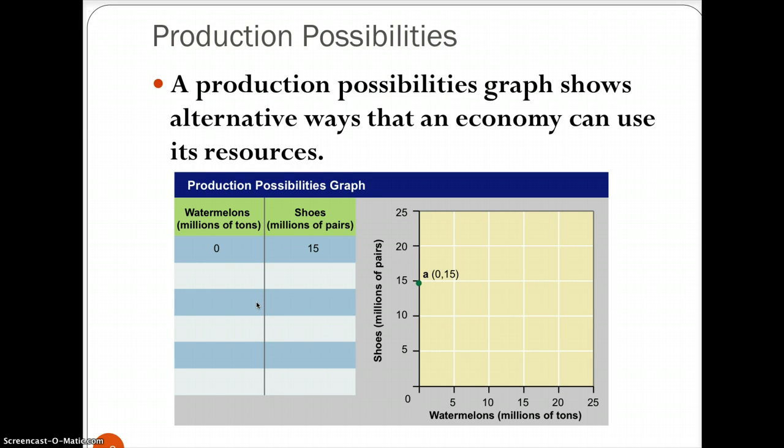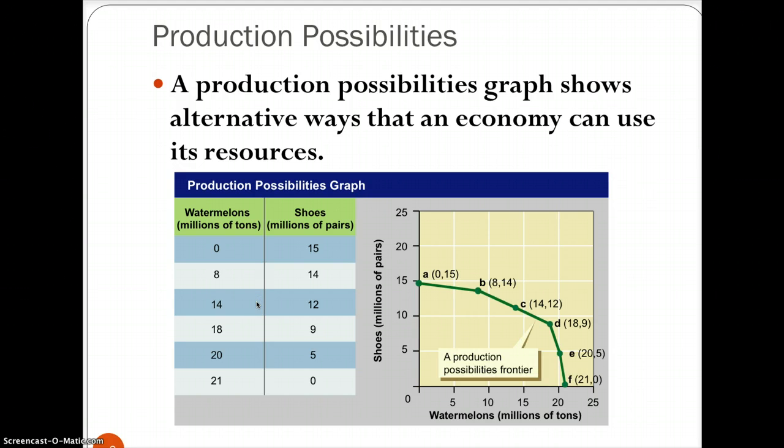So they can make no watermelons and 15 million shoes. They can make 8 million tons of watermelons and 14 million shoes. So you can see we graphed both points there, and we drew a smooth curve between them. And they can make all these different combinations with their resources. When we draw a smooth curve between all those points, we have a production possibilities frontier.